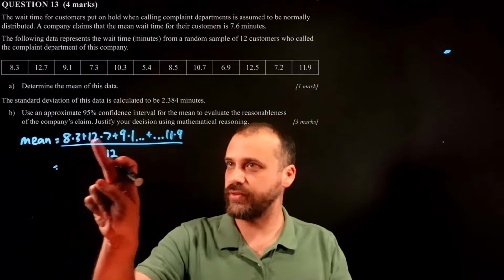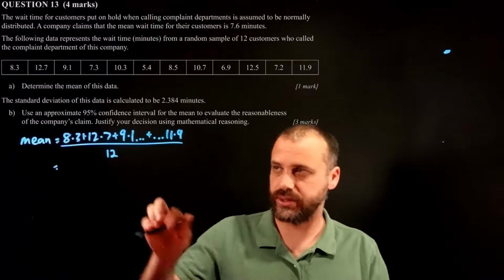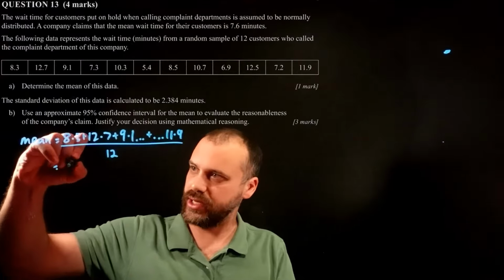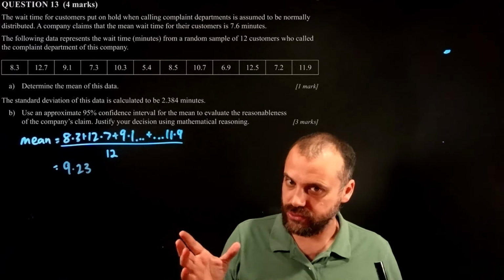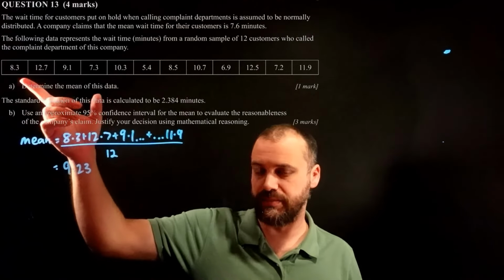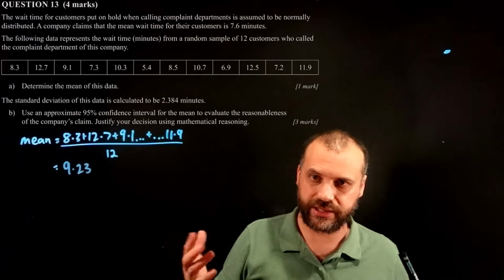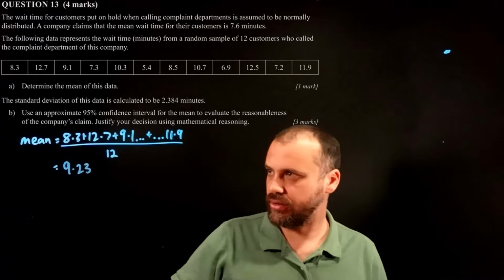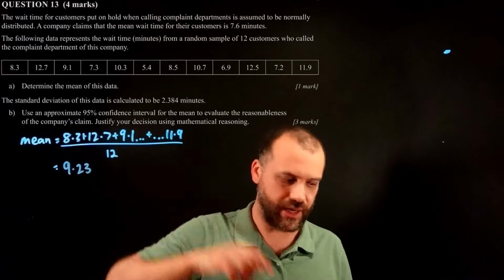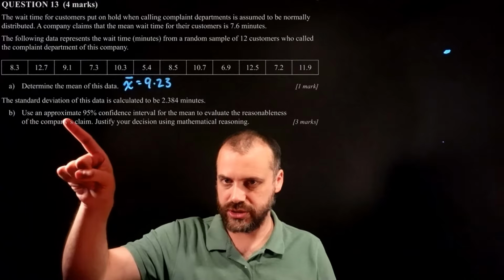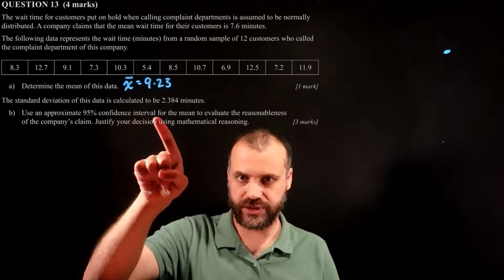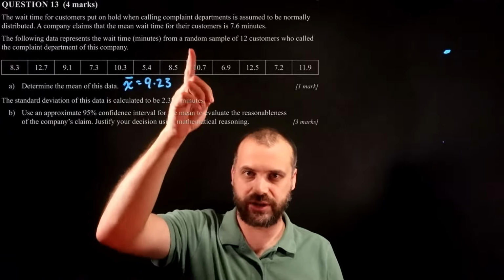All right, so all of the values, I didn't write them all out, no point doing that. Divide it by 12, put that in your calculator, and you get 9.23. The only way to get this wrong, and I think lots of people would have, is just misentering something into your calculator. So be careful when you do that. All right, I'm going to move this value of 9.23 up to here, and we'll move into part B. So next question here is, use an approximate 95% confidence interval for the mean to evaluate the claim.